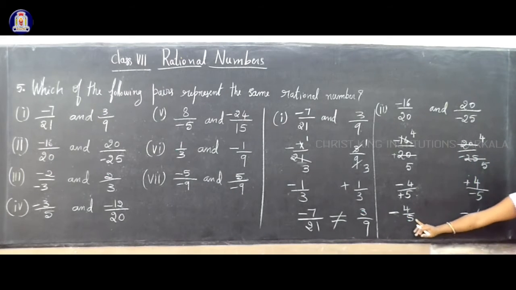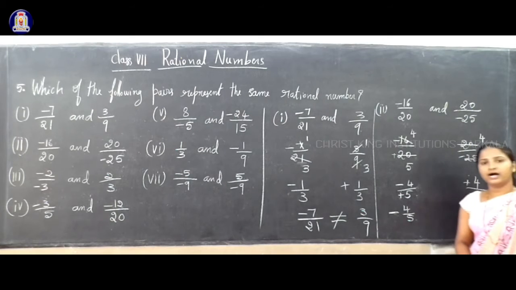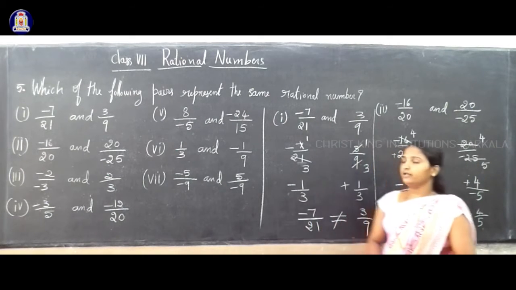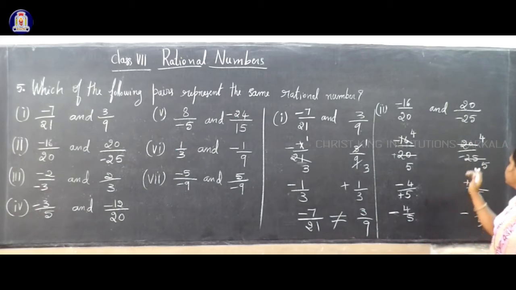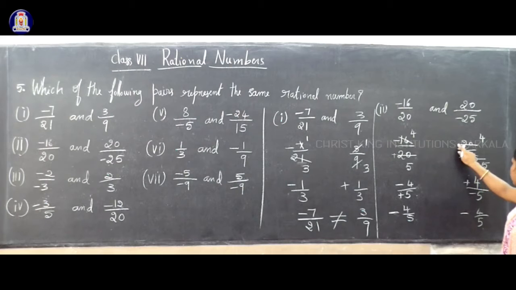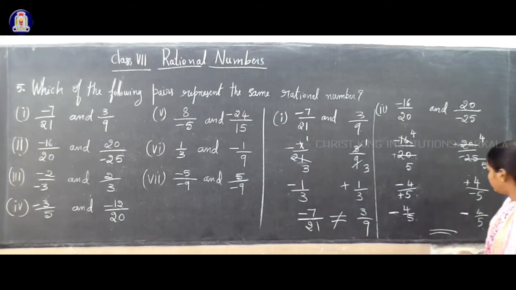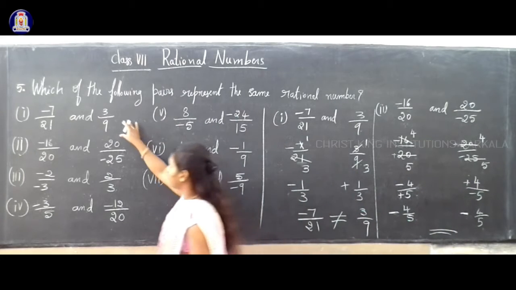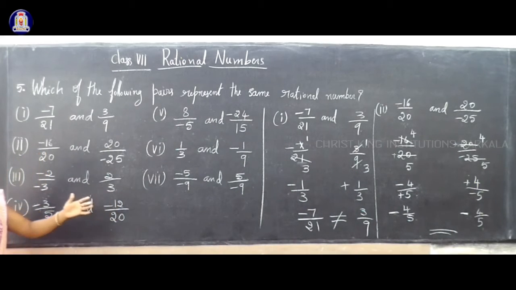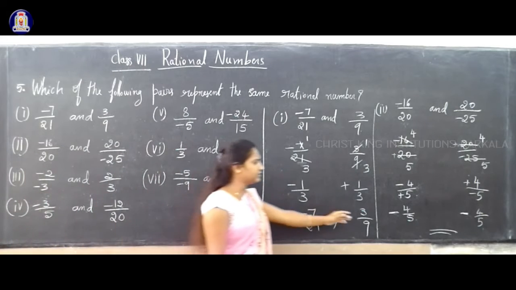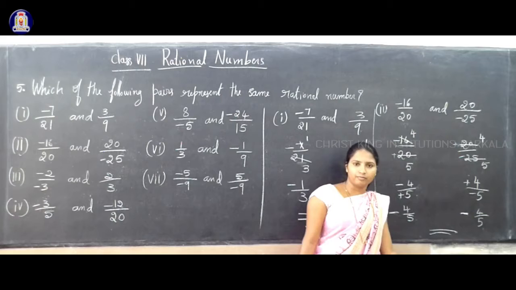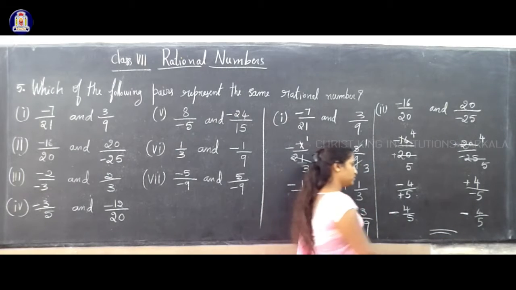So 4 by 5. See the next rational number, that is 20 by minus 25. In this 20 by 25, the sign of 20 is plus and the denominator sign is minus. So plus minus minus, plus minus 4 by 5. So these are the same rational numbers. This second pair of rational numbers are same because after simplifying the terms, we got minus 4 by 5, minus 4 by 5. So these two are same.